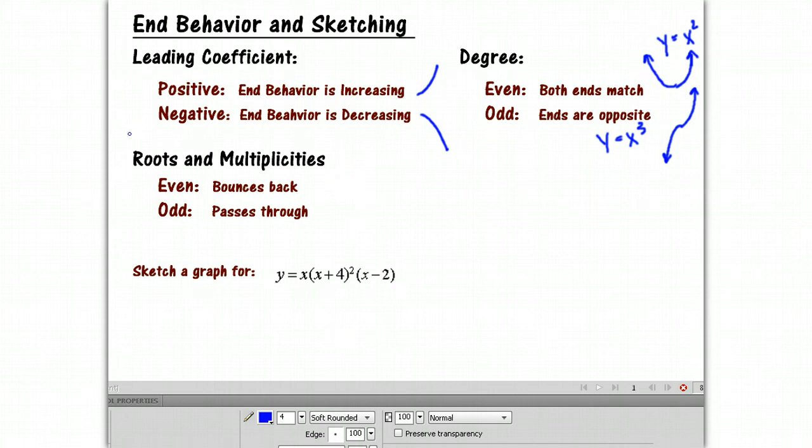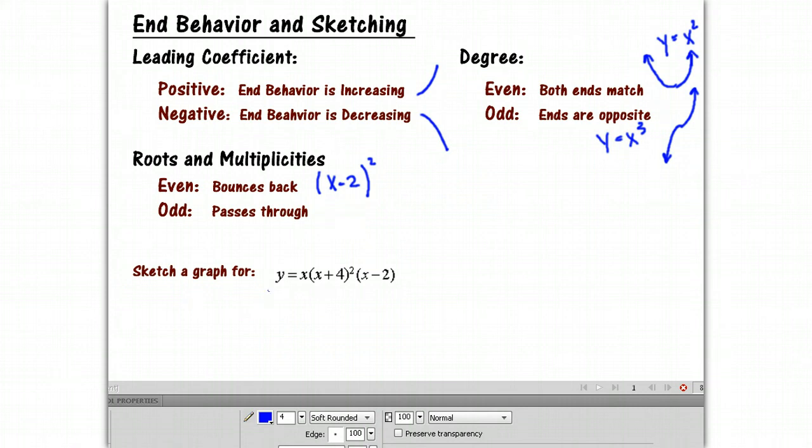Roots and multiplicities: if a root has an even multiplicity, so let's just say one of the roots was x minus 2 squared or something, then that would mean that at that root 2, it's going to bounce back. And anything that has odd multiplicity passes through.